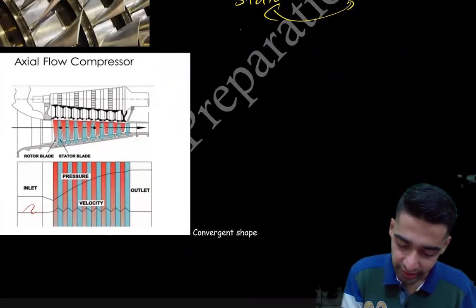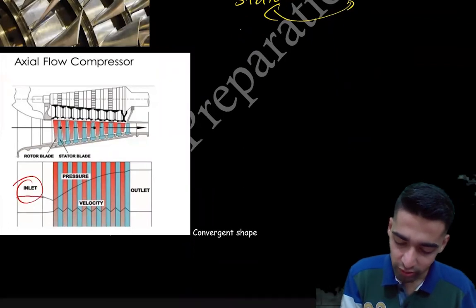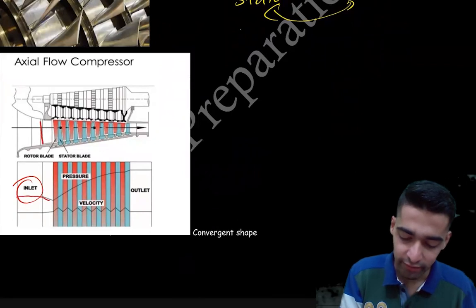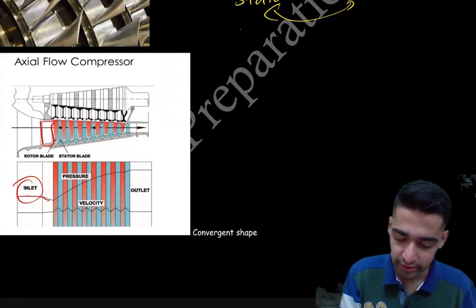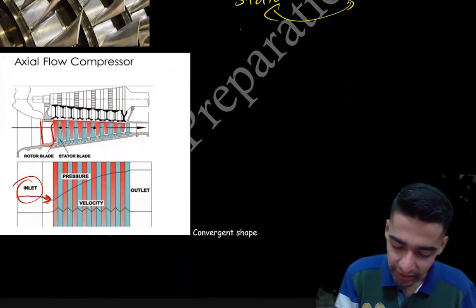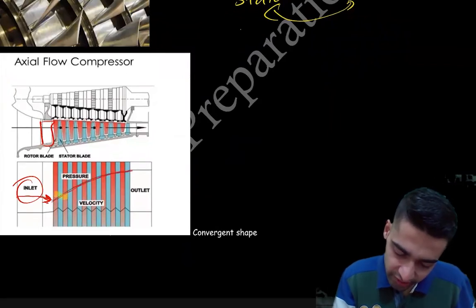So you can see this is the inlet. After the inlet, because of the shape of the inlet vanes, it is like a convergent duct. So that is the reason air speed decreases here. And after this, you can see the pressure is continuously increasing. The pressure is continuously increasing, isn't it?